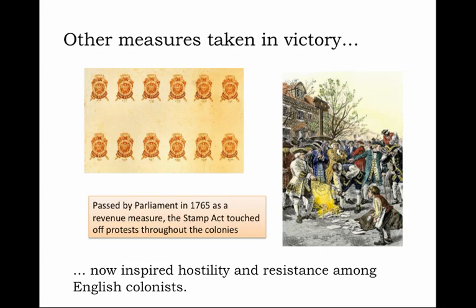So, to see how this rather limited but volatile protest, inspired by English reforms, would eventually transform into something revolutionary, we'll come back to part two of this lecture.